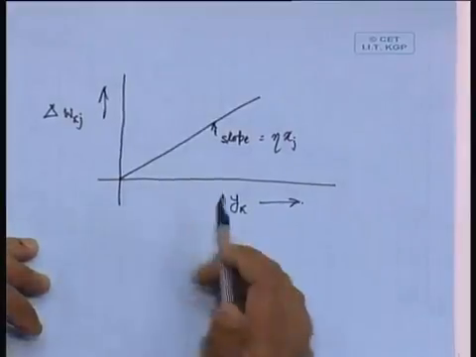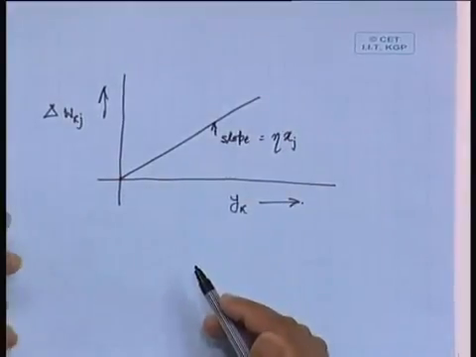So, now if we analyze the behavior of this network, what is it going to be? Supposing we keep the Xj's strength the same.